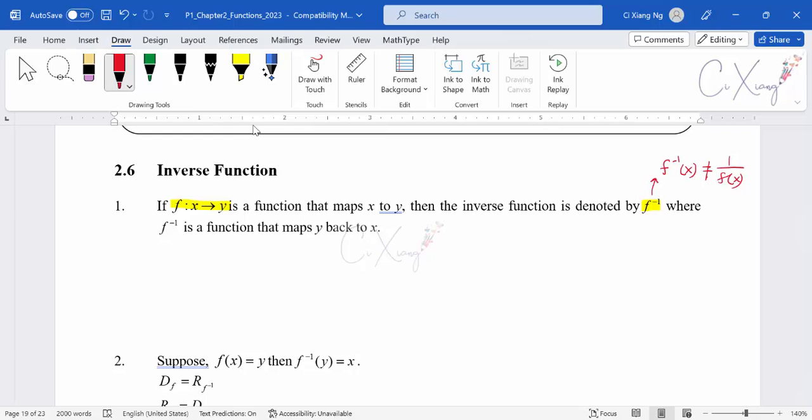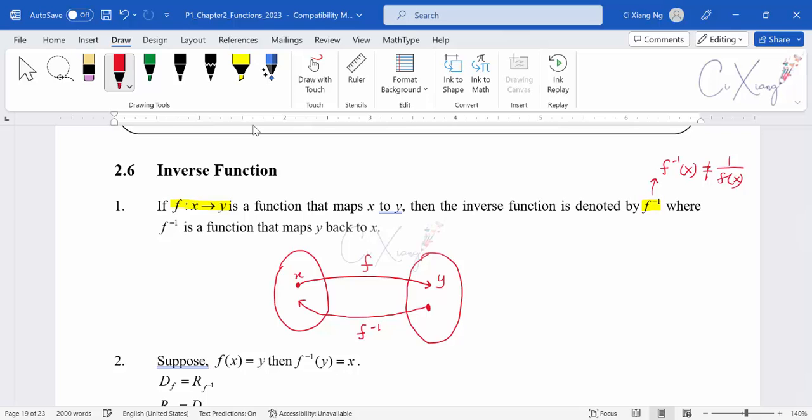Okay, so to have the inverse function, let's say we draw an arrow diagram. I have a set of domain, which is the x, and a set of range, which is the y. If I have a function f that maps x to y, the arrow diagram for the function f will be something like this, where this is the x and this is the y. And then what's the meaning of inverse function? Inverse function means the opposite direction of the function, which means that we are trying to map the y back to the x. And we call this the inverse function, f inverse x.